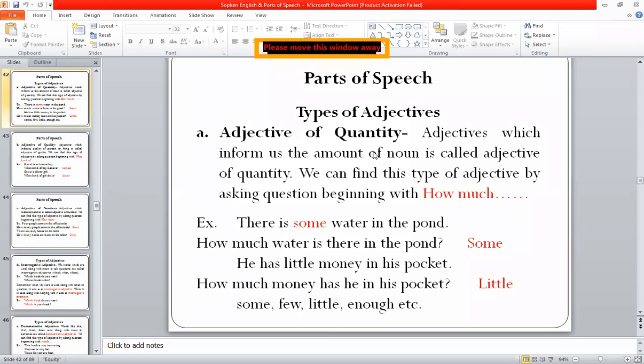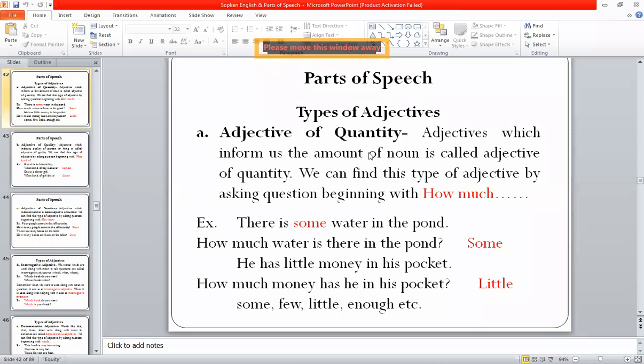So adjective of quantity is the adjective which informs us the amount of a noun. Let's see the first example: There is some water in the pond. Here, some is the word which is showing the amount of water in that pond. How much water is there in the pond? If we ask this question, it is answering some. So some is the word which is called an adjective, and it is showing the quantity of water in the pond.